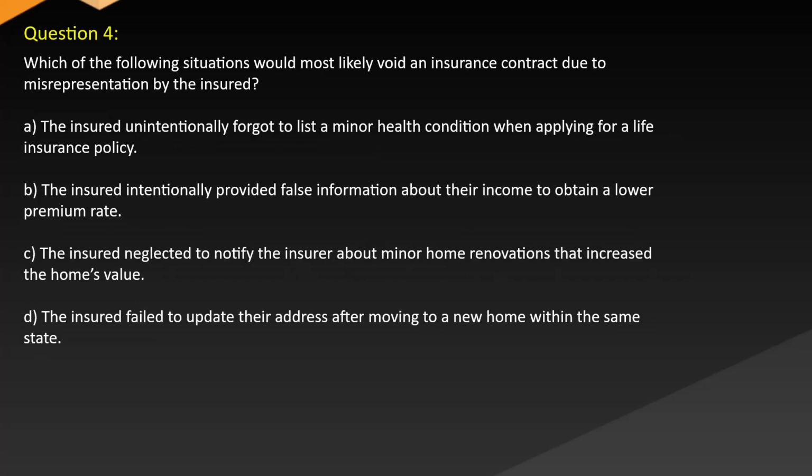Question 4. Which of the following situations would most likely void an insurance contract due to misrepresentation by the insured? A. The insured unintentionally forgot to list a minor health condition when applying for a life insurance policy. B. The insured intentionally provided false information about their income to obtain a lower premium rate. C. The insured neglected to notify the insurer about minor home renovations that increased the home's value. D. The insured failed to update their address after moving to a new home within the same state.